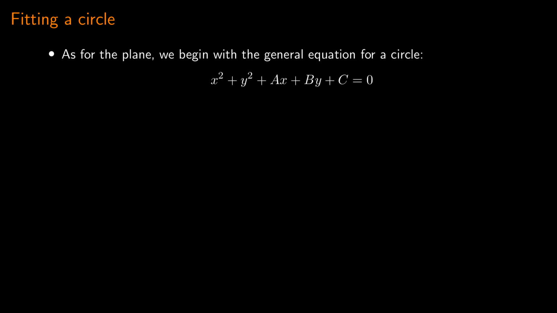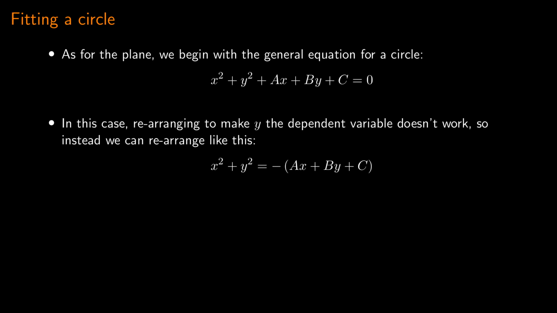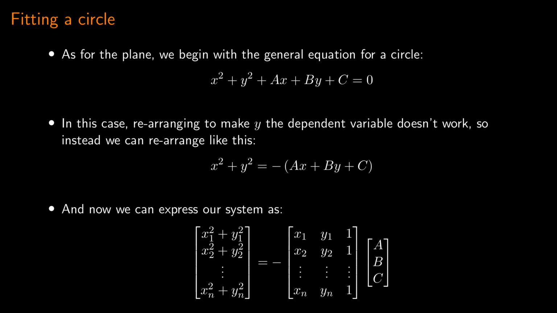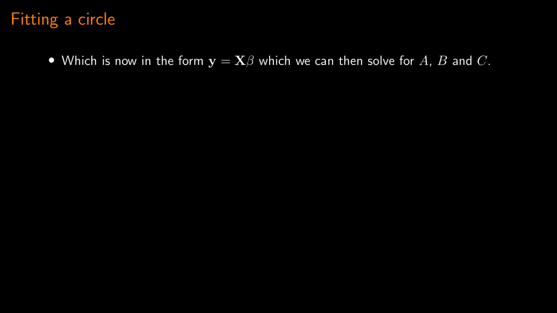As we did for the plane, we begin with the general equation for a circle, as we see here. Now in this case, although we can rearrange this to be in terms of y, doing so doesn't really help with getting it into a form suitable for linear least squares. Instead, we can rearrange it like this, to be in terms of x squared plus y squared, as shown. Now, we can see that this can be quite easily expressed in a form suitable for linear least squares. And, of course, we can now solve for beta hat, as before. But doing so will give us the values for a, b, and c in the original equation.